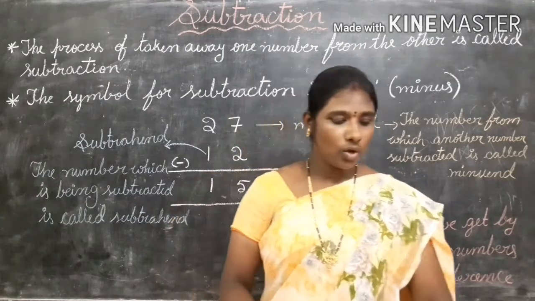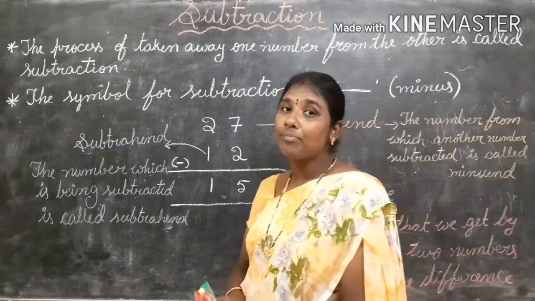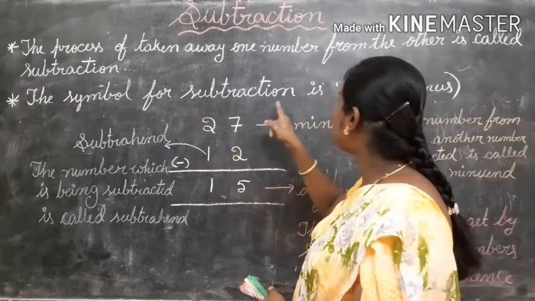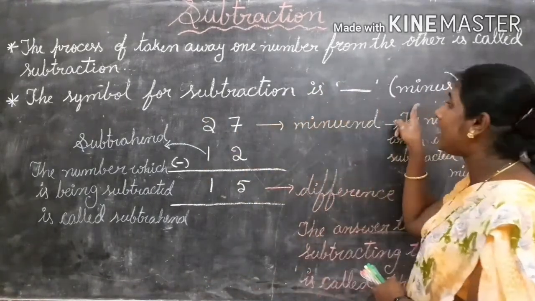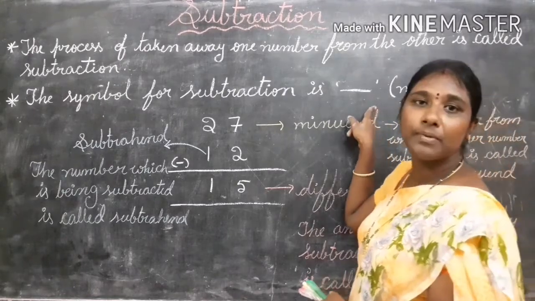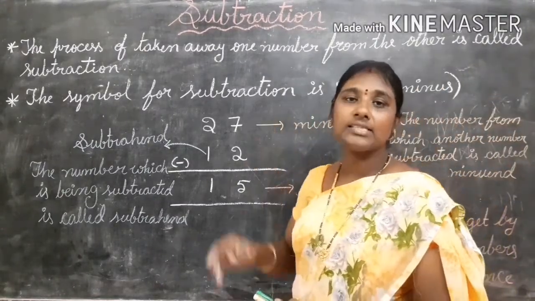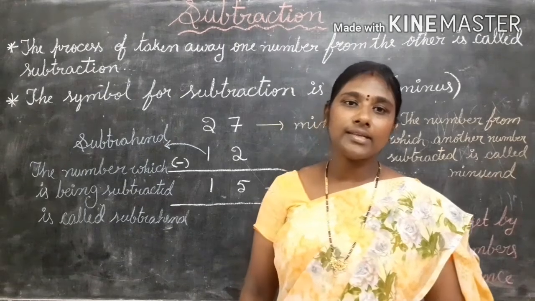Okay children? Then what is the symbol for subtraction? The symbol for subtraction is minus.